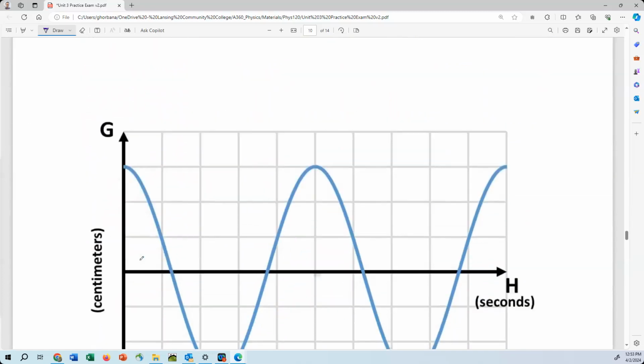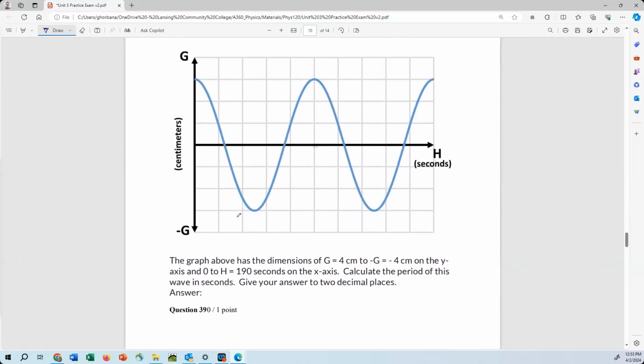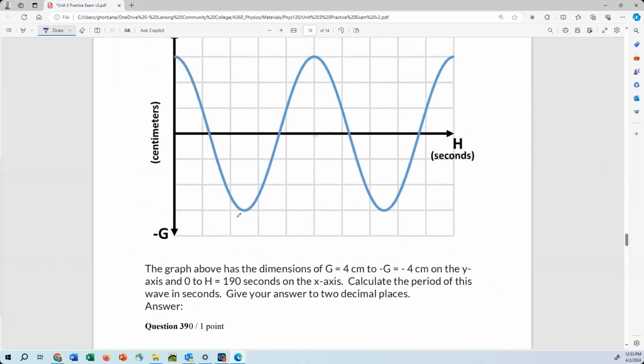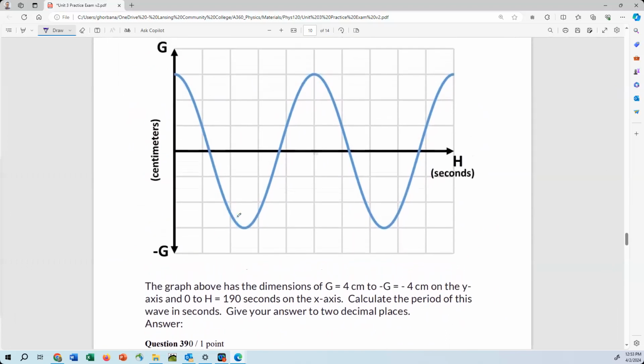Okay, 38. These are good questions. These are the graph questions. So I will explain a little more about this problem. In the first question, we have the graph of a wave, but it shows the displacement over, sorry, displacement over time, because h is the time, and g represents the displacement in centimeters. The graph above has a dimension of g 4, 4. So from here to here is 4, and this is negative 4.